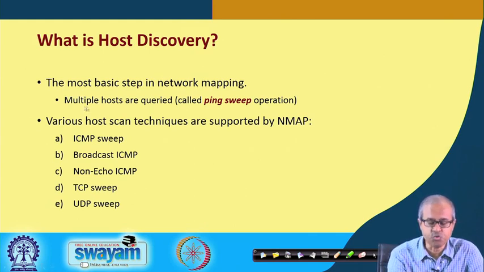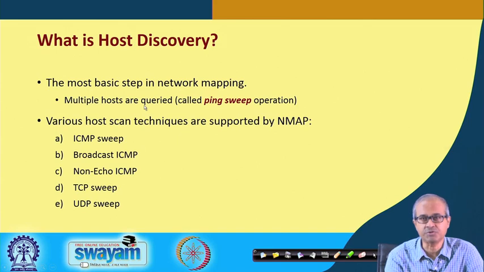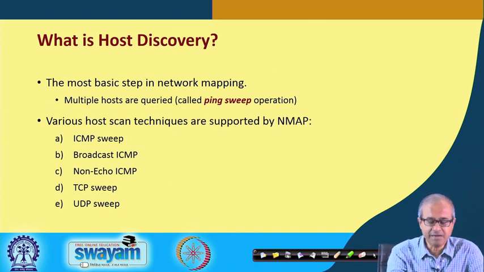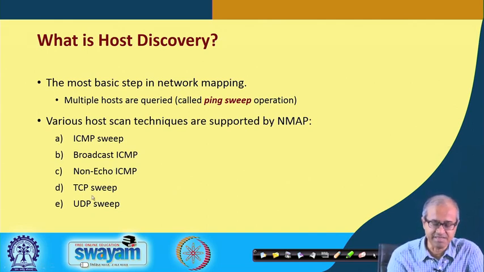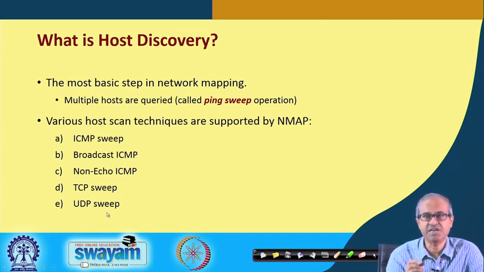Now, for this purpose you have to send some query packets to multiple hosts. Sometimes we generically call it the ping sweep operation, but this may not always be the ping command you are sending; we call it a ping sweep as if we are pinging the different hosts to find out which of them are alive. There are various techniques available under Nmap through which you can try to discover a host. These are listed here: ICMP sweep, broadcast ICMP, non-echo ICMP, TCP sweep and UDP sweep. We shall be explaining these methods briefly in subsequent slides.